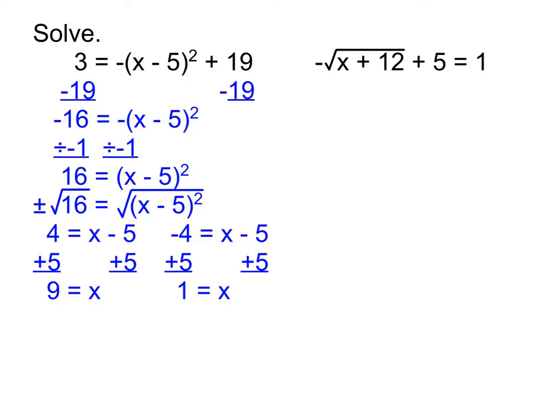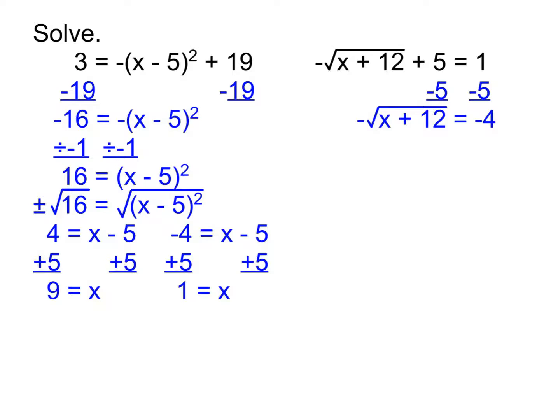And just like all the previous problems, I want to get rid of any addition or subtraction first. The plus 12 is trapped inside the square root, so I can't do anything with that, but the plus 5, I can do something with that. So I subtract 5 from both sides, which gives me the negative square root of x plus 12 equals -4. Right, now I need to get rid of the negative, because again, before I can get rid of the square root, I have to just have a square root there. So what do we do to get rid of the negative?